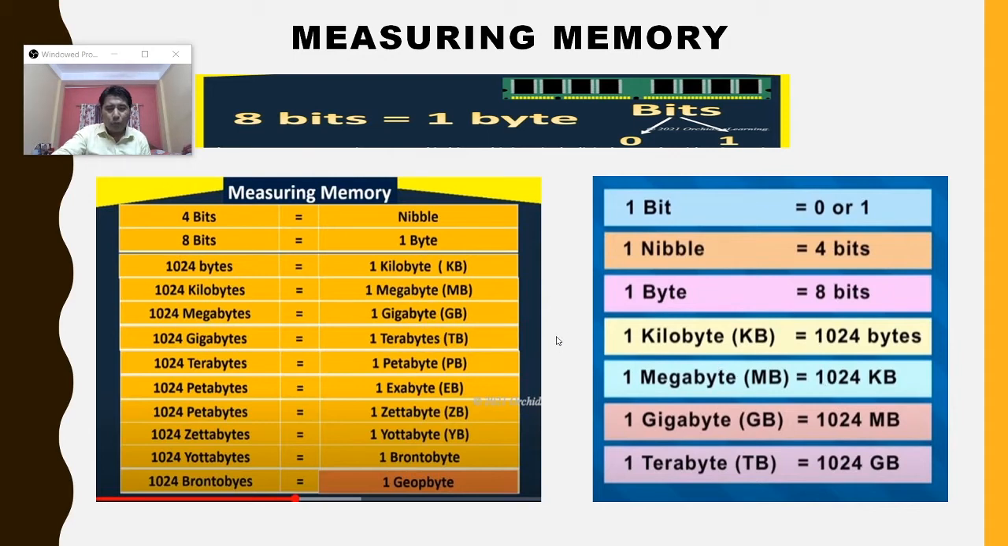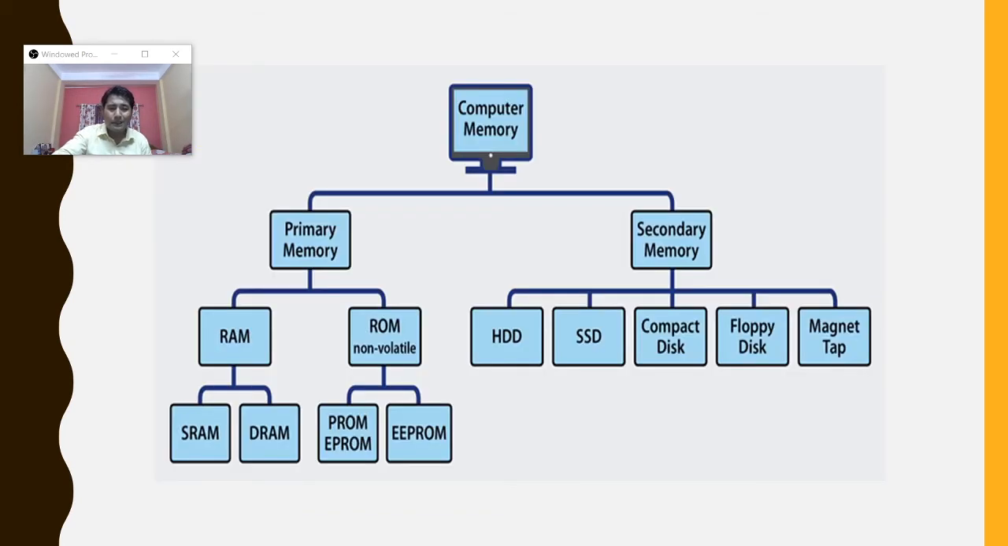Now we know that every computer has a certain amount of storage capacity, that is memory. The memory capacity determines how much data and instructions can be stored in the computer. The memory of the computer is divided into two parts. One is called primary memory or main memory, or you may also call it internal memory. Another is secondary memory, also called external memory or auxiliary memory. Primary memory is again divided into two parts: one is RAM and another is ROM.